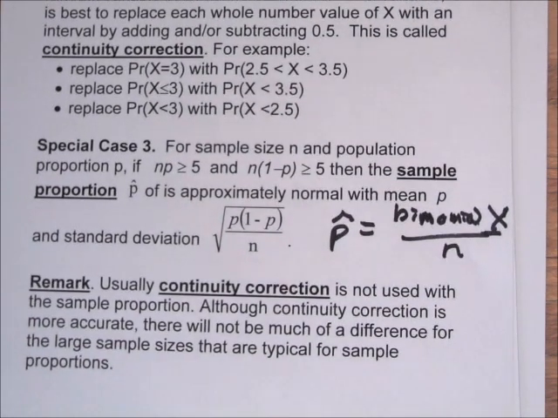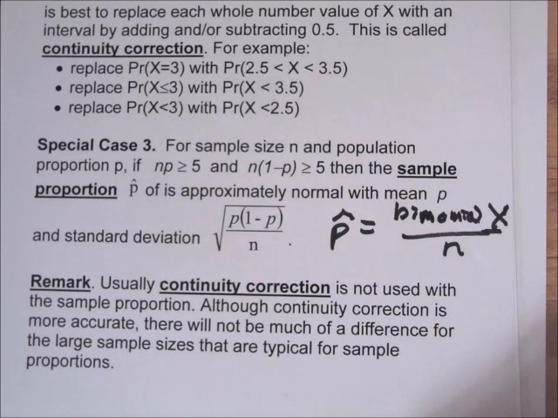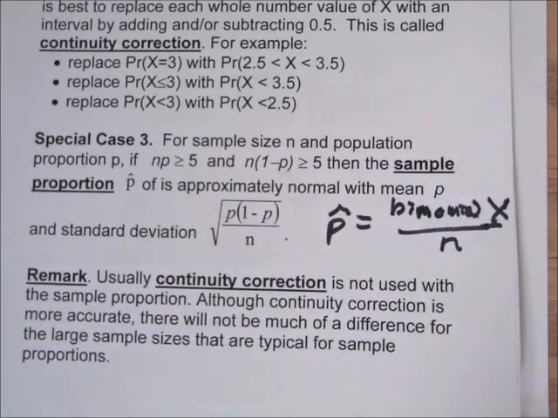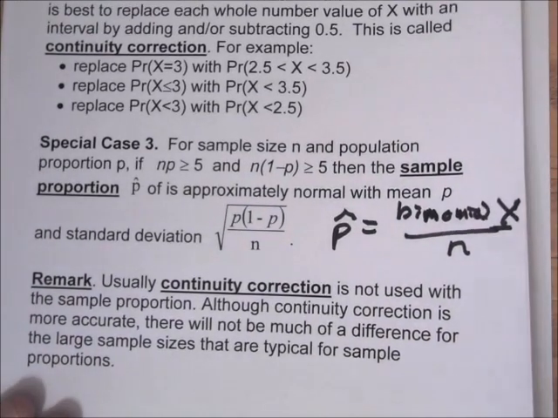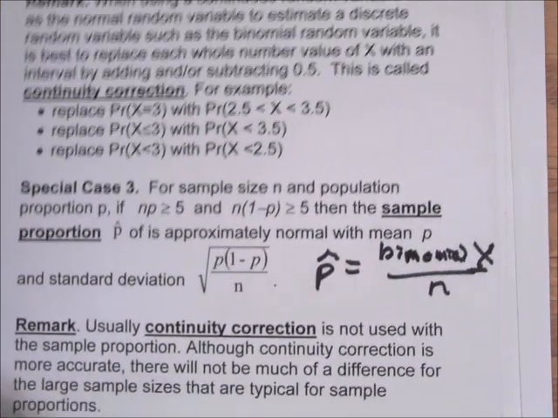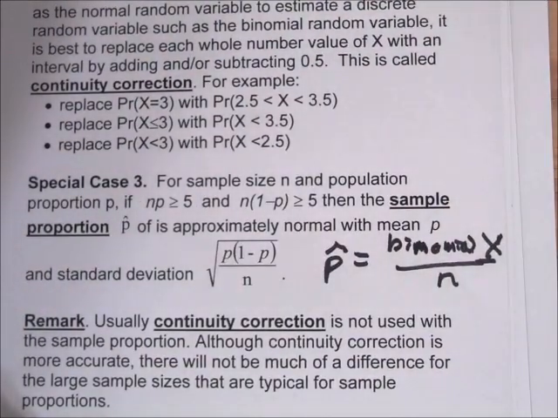Usually continuity correction is not used for the sample proportion, because generally the sample sizes are big, and you're usually looking for intervals around p hat, not just whether p hat is exactly equal to a particular number. So it's usually not used for the sample proportion, although it would be more accurate to use continuity correction there.